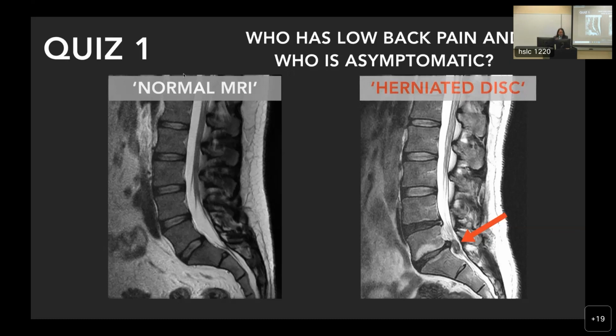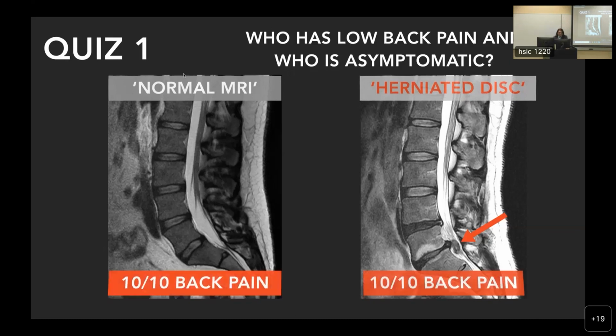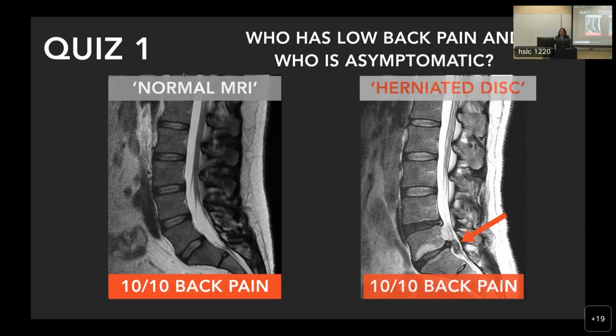This happens, I kid you not, every day. Turns out both of these patients have 10 out of 10 pain. I can't tell you by looking at this image which one has pain or no pain. And I struggle with this every day, and I have to go to sleep at night knowing I'm giving out these diagnoses on imaging, but not being particularly helpful.